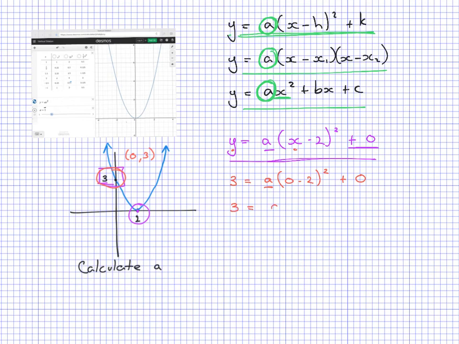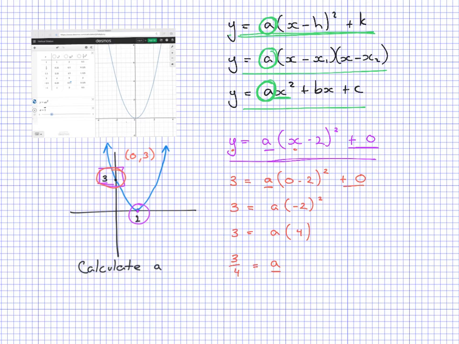I've got 3 equals A bracket minus 2 squared. I'm going to leave off that plus 0 in the end because it does nothing. Next line down, I've got 3 equals A minus 2 squared is 4. 3 equals A times 4. I'm going to then divide by 4 both sides and end up with 3/4 equals A. So I've just calculated my dilation factor. I know that it's 3/4, which means that the parabola is a little bit fatter, just a little bit, than a regular parabola.